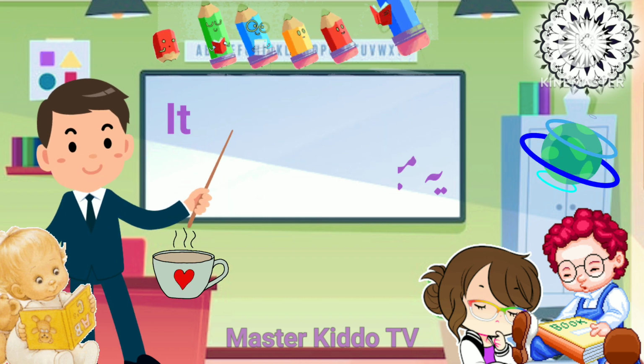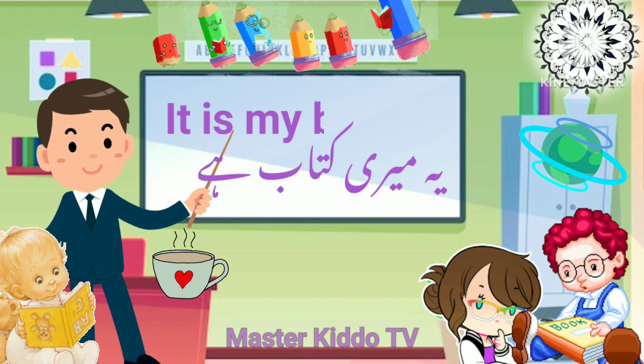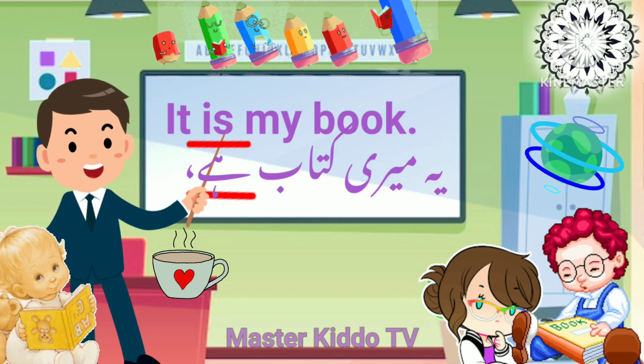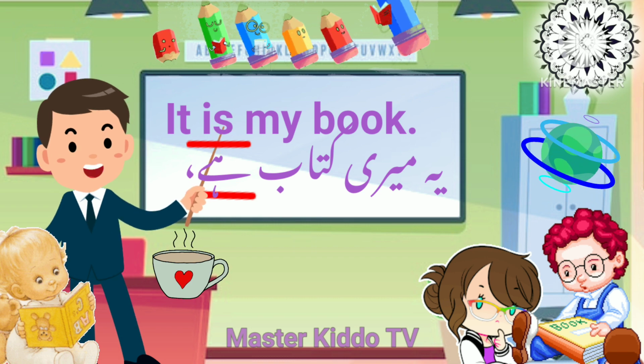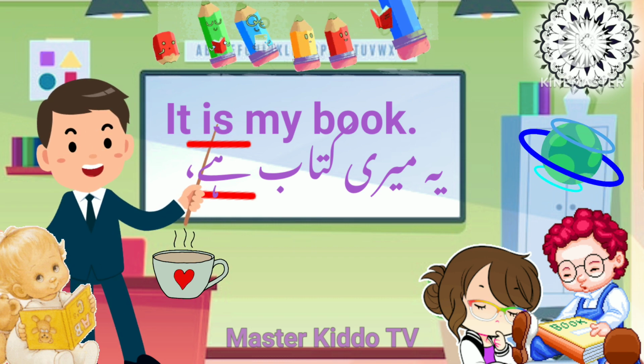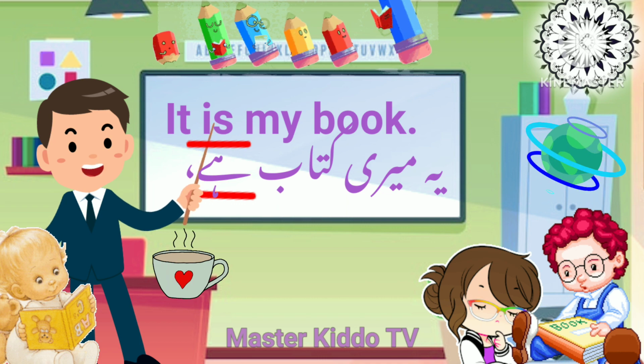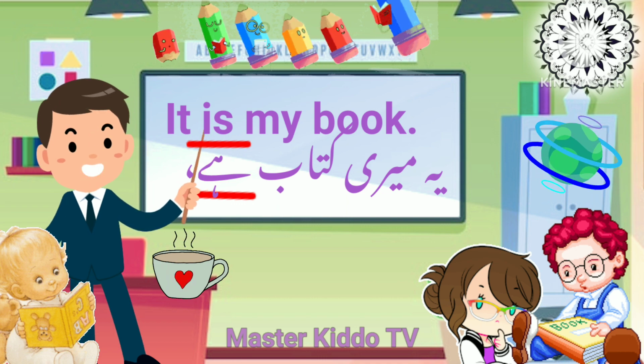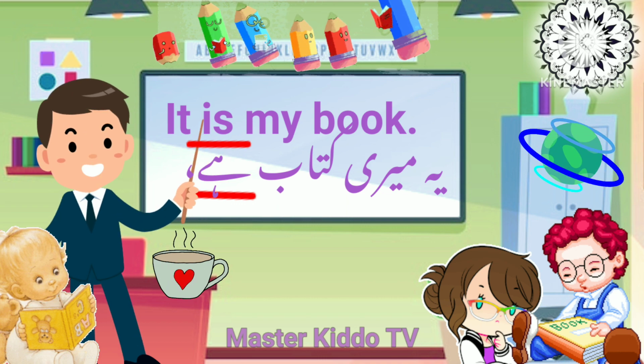It is my book. ये मेरी किताब है. Here is used after it. It is my book. ये मेरी किताब है.